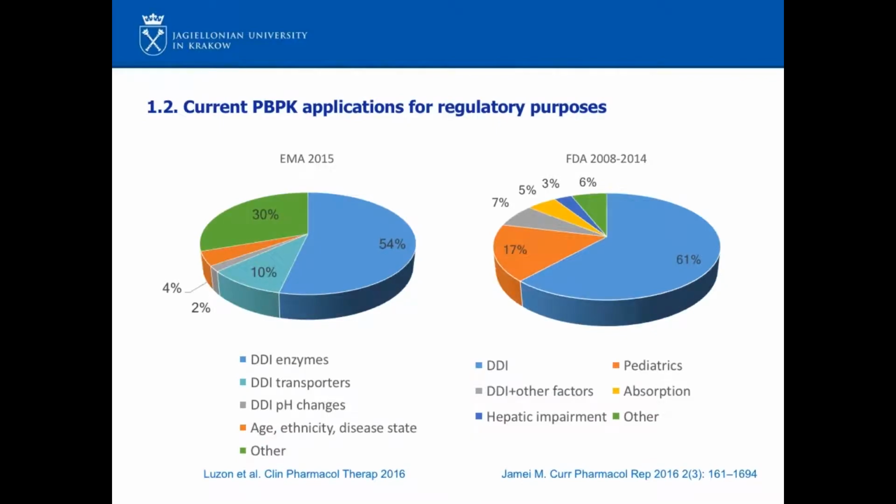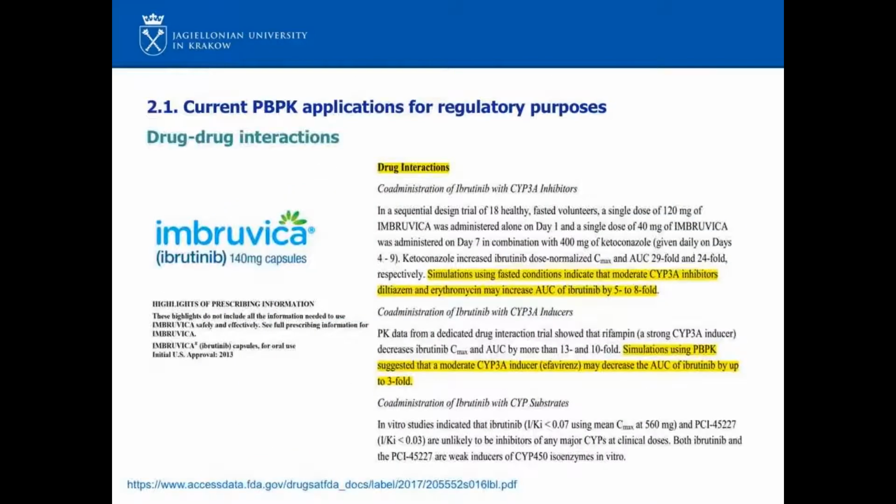The regulatory applications of the PBPK models have been investigated by at least two authors. This is Jamei and Luzon, and they found that the most prominent area of application in the regulatory context of PBPK models is the prediction of effects of drug-drug interactions, and this is followed by pediatrics and also hepatic impairment patients. This is mainly because these are also the main application areas in the industry, and the reason for that is also that there is regulatory guidance on PBPK modeling in these particular areas.